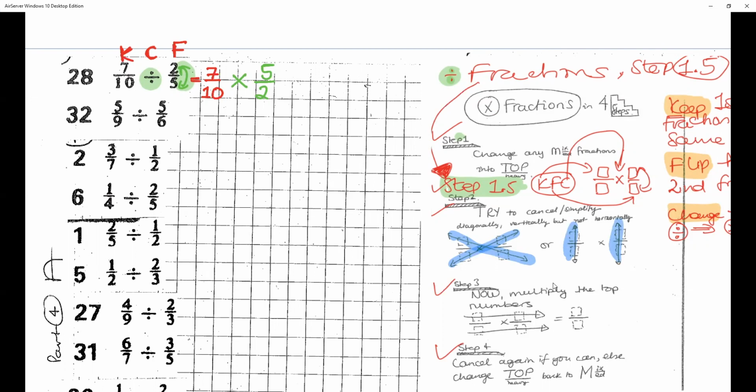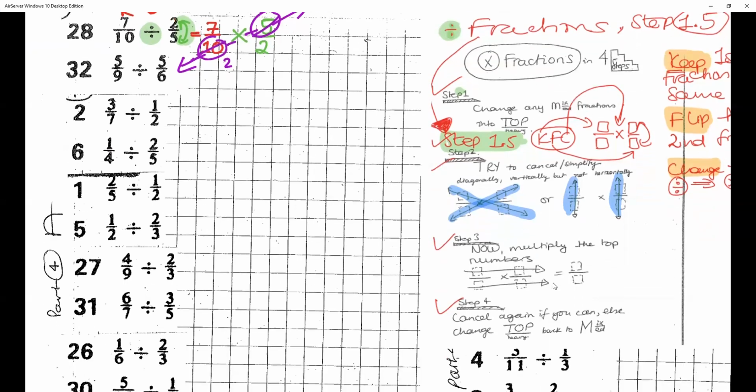Can you cancel it in any of those directions? Yes, 10 and 5. So what will they cancel by? 5. Lovely. So 5 divided by 5 is 1, and 10 divided by 5 is? 2. Okay, now, can we cancel in any other direction? Can we cancel again now, for example? No. So when you say no, say it confidently. I'm not trying to make you change your mind. I just want you to be confident.